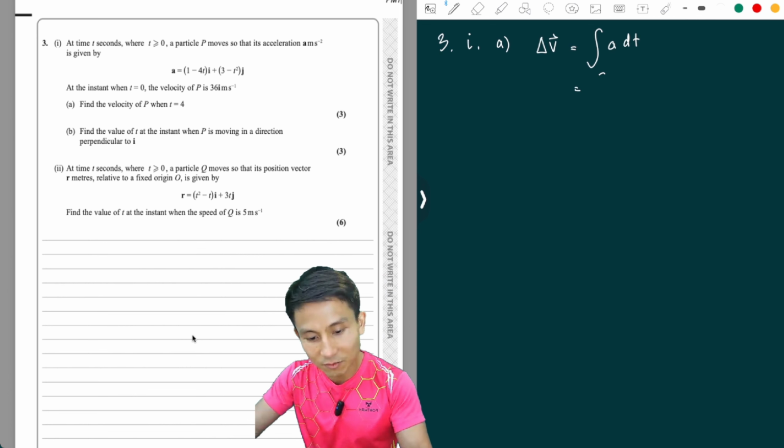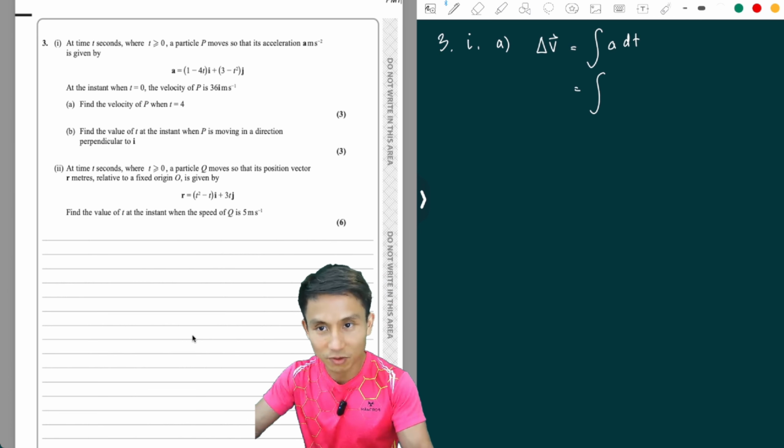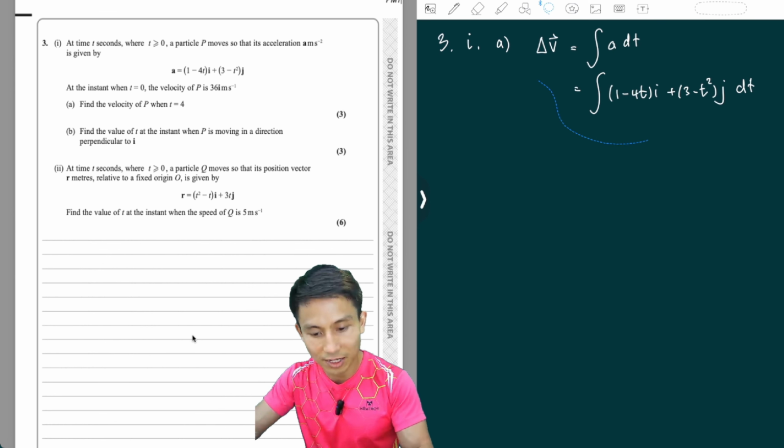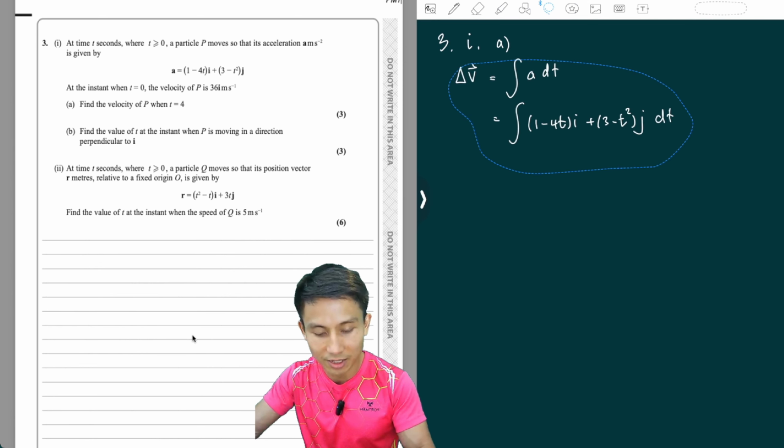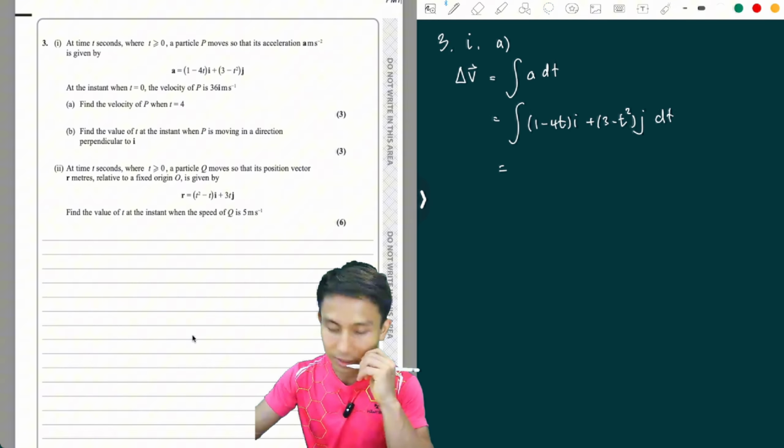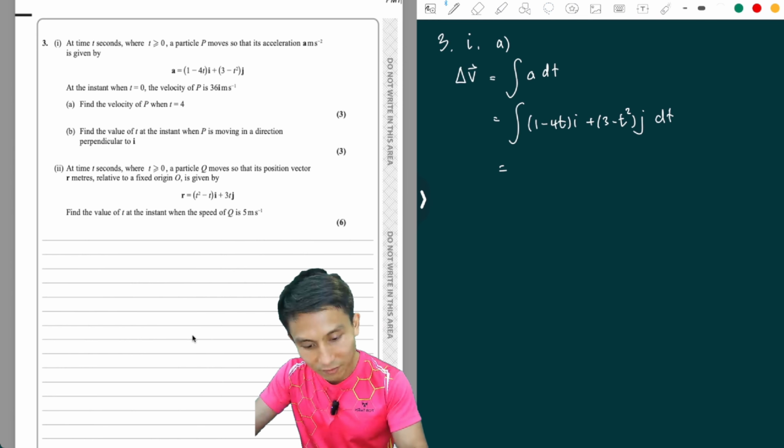So we integrate the two components separately. You can write like this. I actually prefer in a column, but you might want to do it like this. So I'm just going to write separate components i and j. If we integrate that separately for the i component, we get t here, and integrating 4t, we get 2t squared, right? Yeah, i.